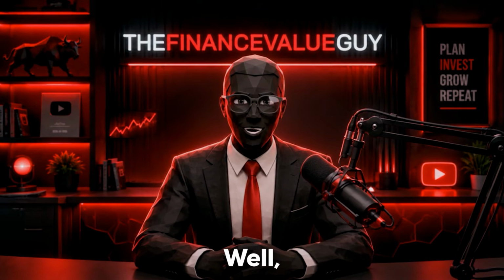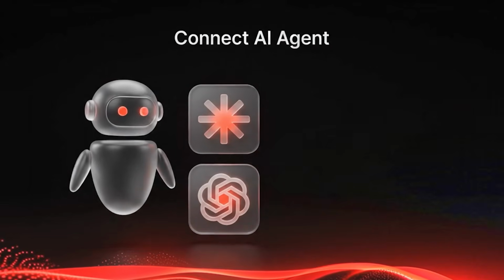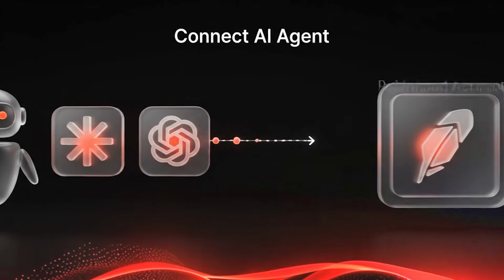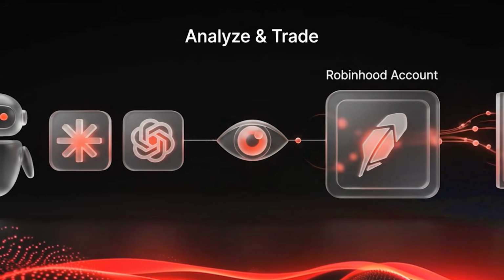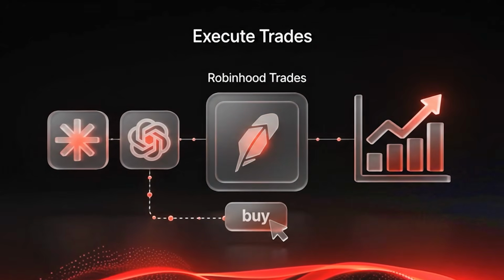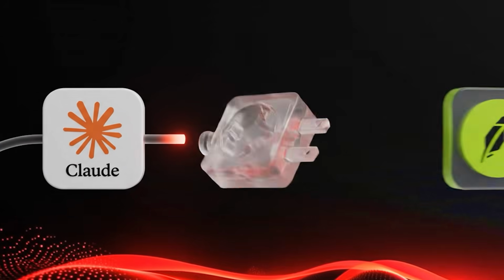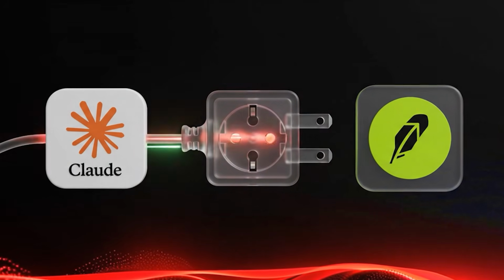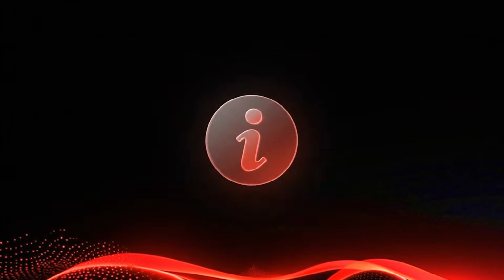So what is this? Well, on May the 7th, 2026, Robinhood launched something called Agentic Trading. In plain English, you connect a third-party AI agent like Claude or ChatGPT to a special Robinhood account, and that agent can analyze your portfolio and place stock trades for you. It works through something called an MCP, the Model Context Protocol. Think of MCP as a universal plug, the standard code that lets any AI agent talk to Robinhood without any custom software.